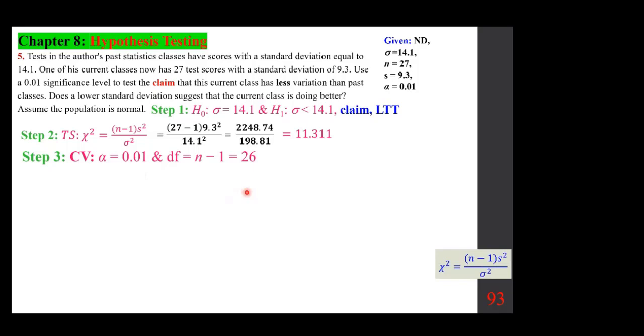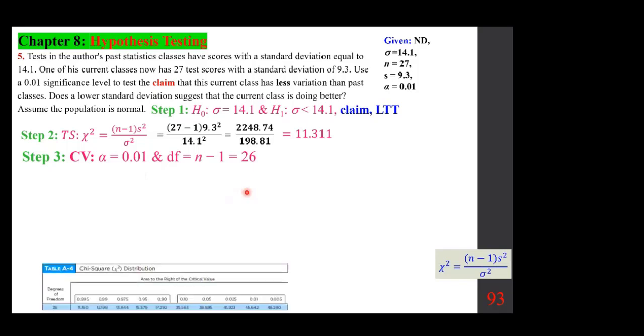This is a chi-squared distribution. We need the area to the right. So chi-squared needs two things: degrees of freedom on the left column, you find it, and the area to the right, which is 1 minus alpha of 0.01, resulting in 0.99.